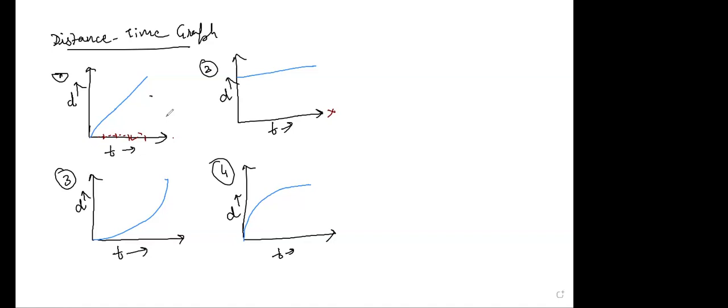Ma'am, the second object describes that the car or the object is continuing with a constant speed there. Yeah, ma'am, the second one.